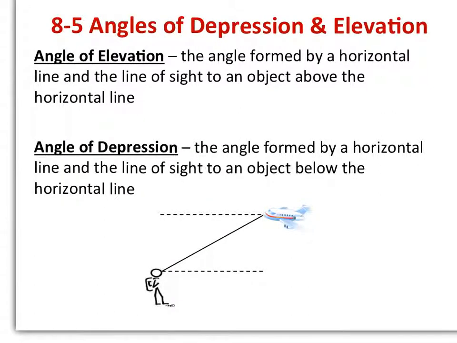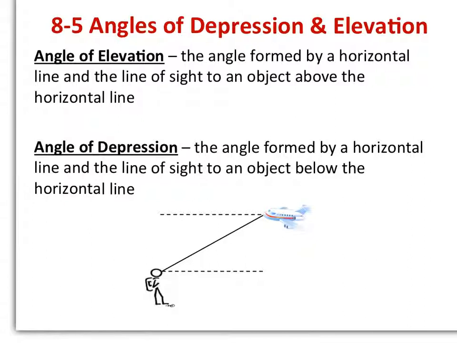In section 8.5, we will look at angles of depression and elevation. An angle of elevation is the angle formed by a horizontal line and the line of sight to an object above the horizontal line. Angle of depression is the angle formed by a horizontal line and the line of sight to an object below the horizontal line.